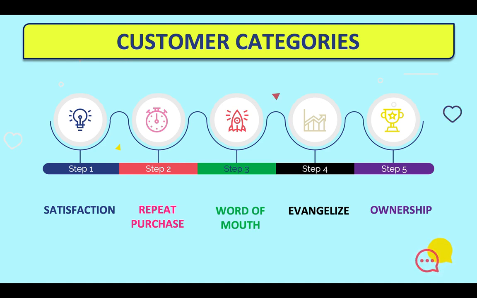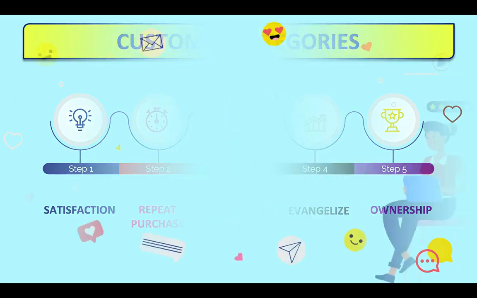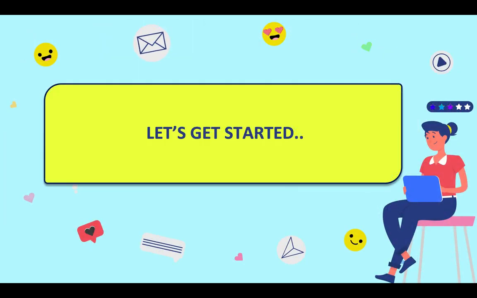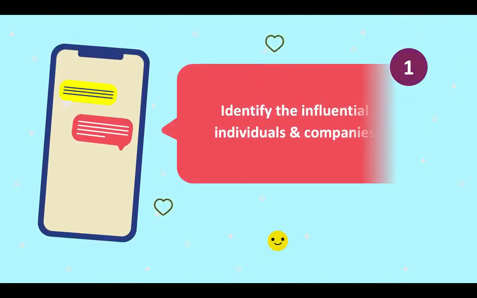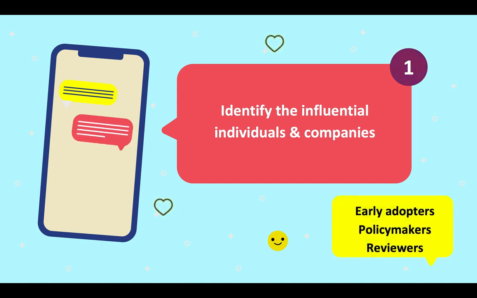To get through all these 5 stages, we have to start out with our new product at stage 1. There are a few simple steps to get to the hearts of our customers and even make them your spokesperson quickly and efficiently. So let's get started. Step 1. Identify influential individuals and companies. Find those early adopters, policymakers, famous reviewers, and influencers.